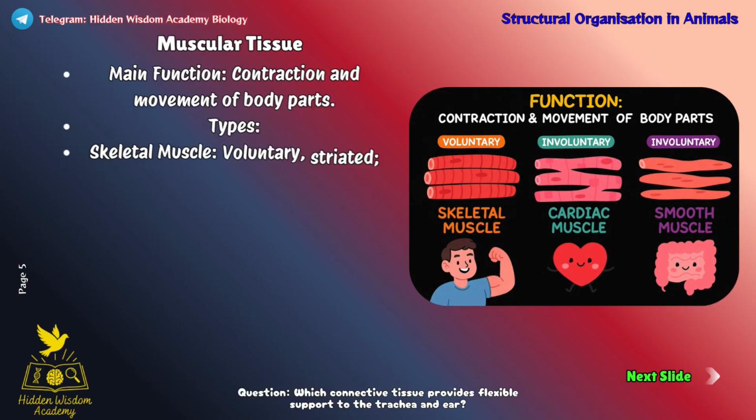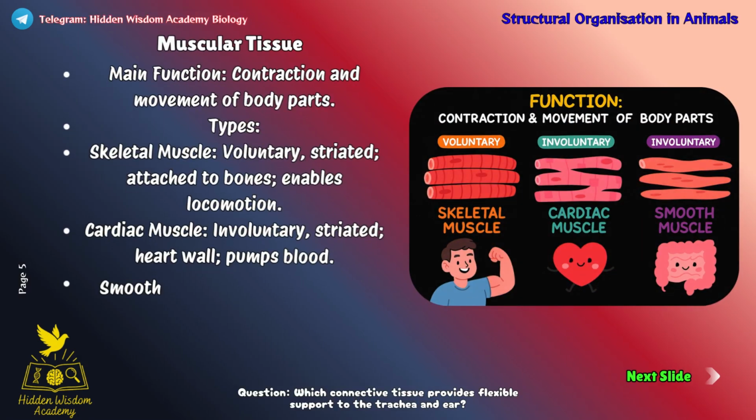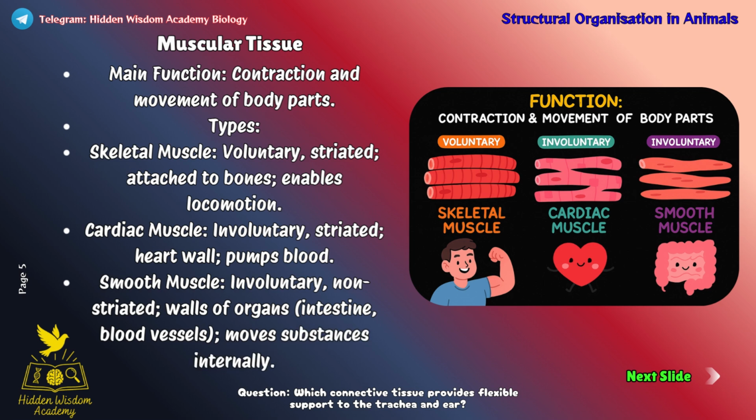Now let's talk about muscular tissue, which helps in movement. Skeletal muscle is voluntary and striated, attached to bones, and helps in walking, running, and moving the body. Cardiac muscle is involuntary and striated, found in the heart, and pumps blood continuously. Smooth muscle is involuntary and non-striated, found in organs like intestines and blood vessels, and moves food, blood, or other substances inside the body.